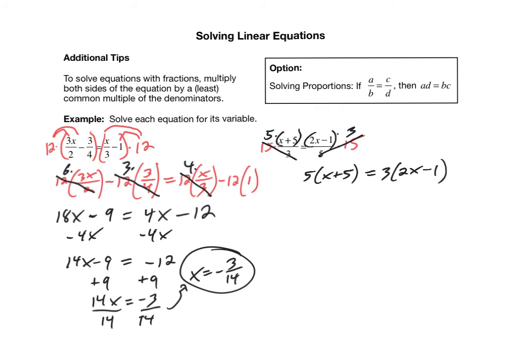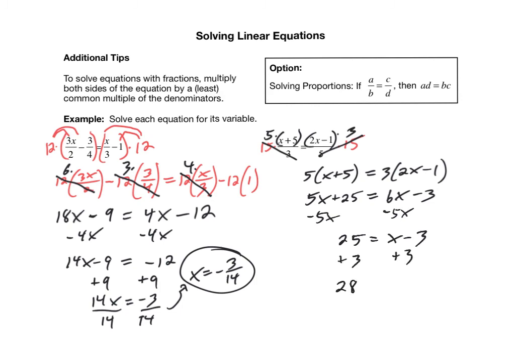And now, this is an equation without any fractions. We can simply distribute on both sides and go from there. So if you distribute the 5 in on the left, you've got 5x plus 25 equals, distributing the 3 on the right, we get 6x minus 3. And now this equation looks very similar in style to this one. So if we subtract 5x from both sides, that would give us 25 equals x minus 3. Add 3 to both sides, giving us 28 equals x.